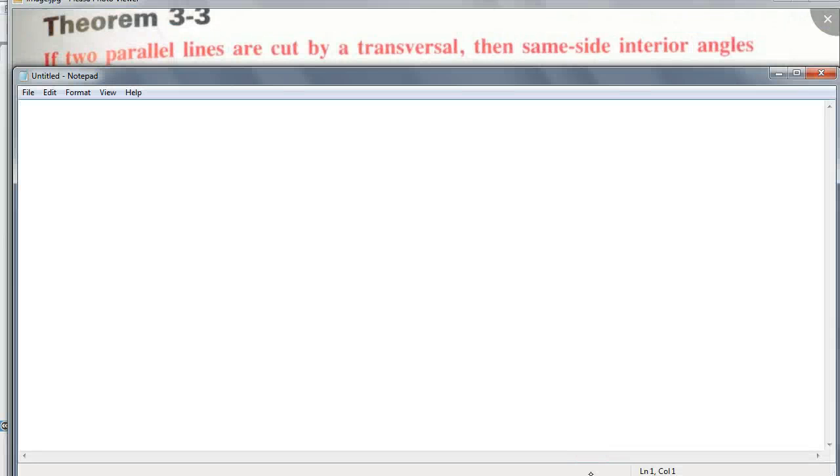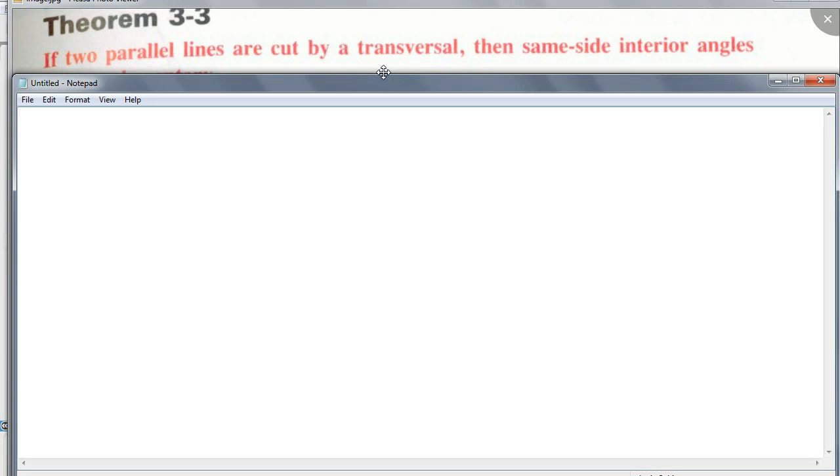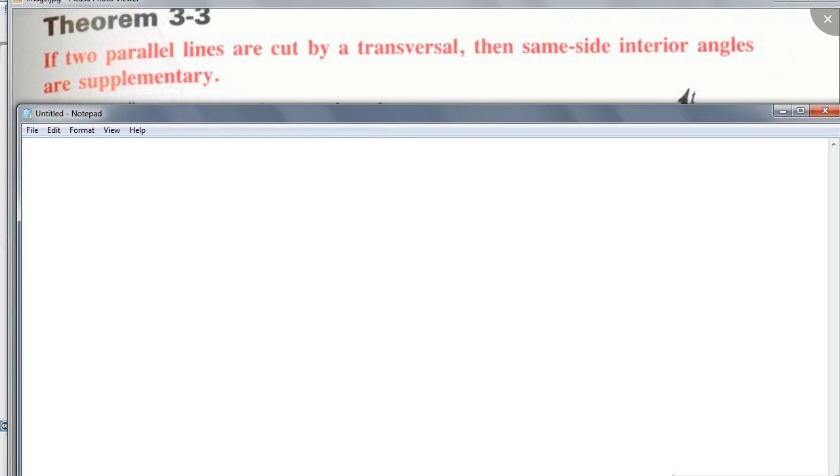Here we go. Who wants to read for us our second theorem of the day? Okay, don't everybody go at once. Go ahead, Michelle. Anybody want to fill in the blank? Good, thank you. If two parallel lines are cut by a transversal, again, it's the same sort of statement, then the same side interior angles are going to be... How about David? Yes, supplementary. You're exactly right.